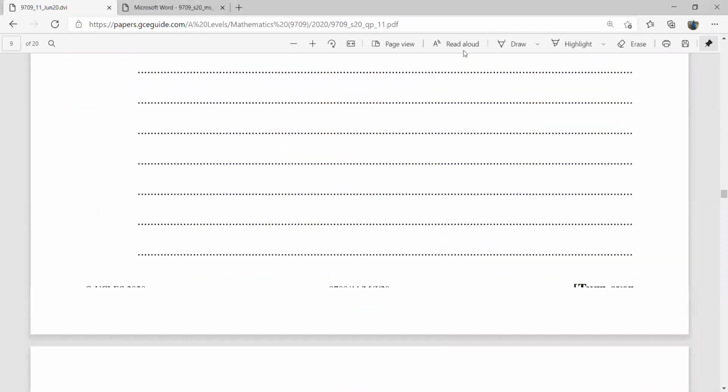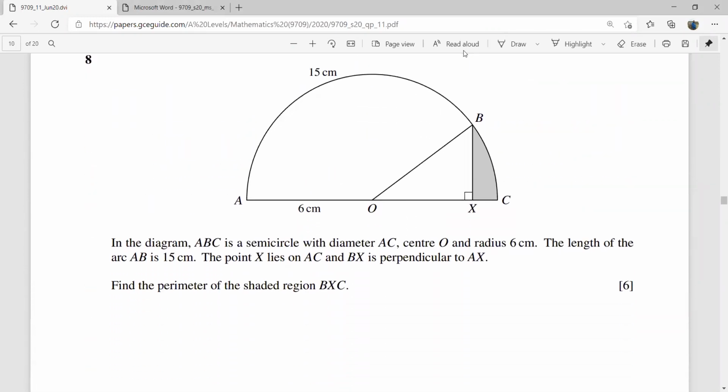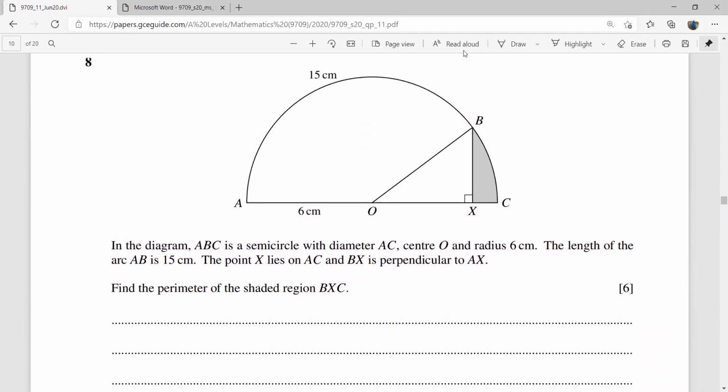That is question number 8. Okay, look at this question. It says in the diagram ABC is a semicircle with diameter AC, center O and radius 6. The length of arc AB is 15. The point X lies on AC, and BX is perpendicular to AX. Find the perimeter of the shaded region BXC.